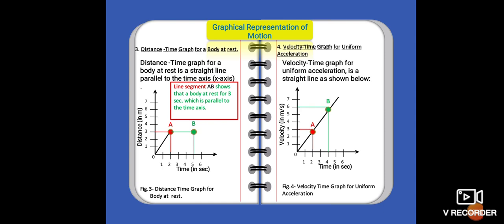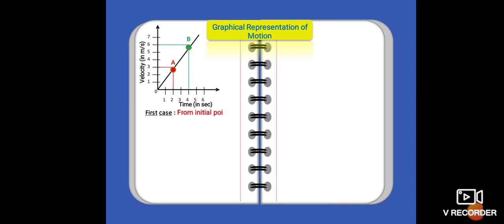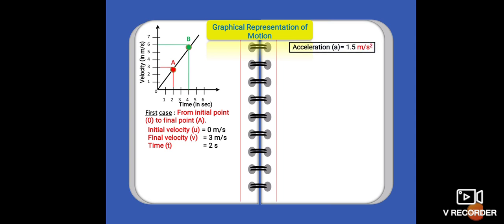But at point B, velocity is 6 meter per second and time is 4 seconds. Now, we explain more clearly. We take some cases for that particular example for point A and point B. Now, this is the first case. From initial point, that is 0, where the coordinates of that particular point is 0 and 0.